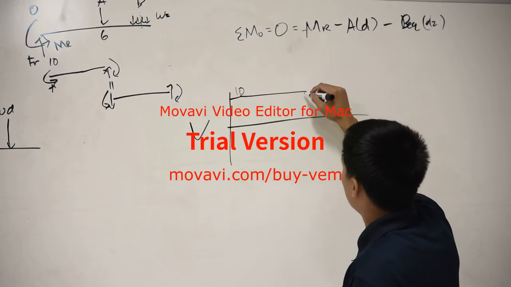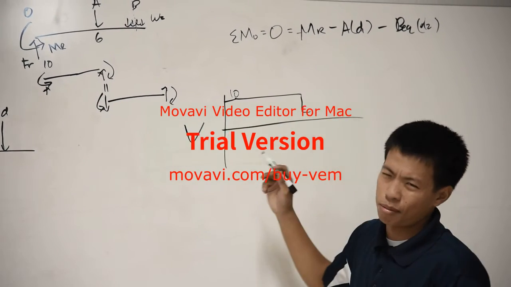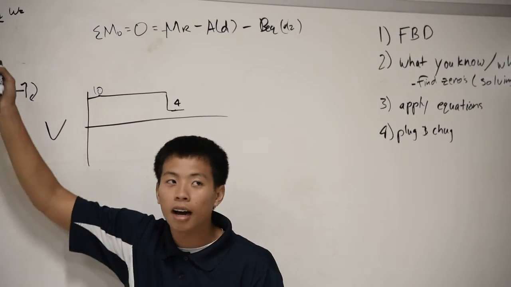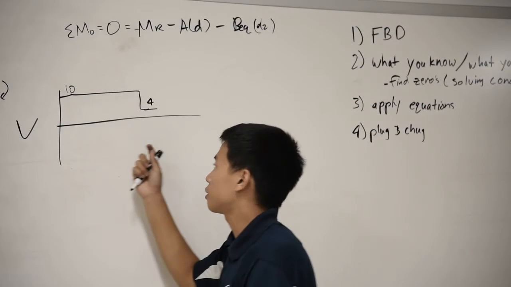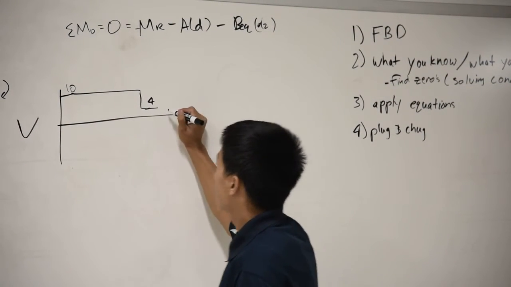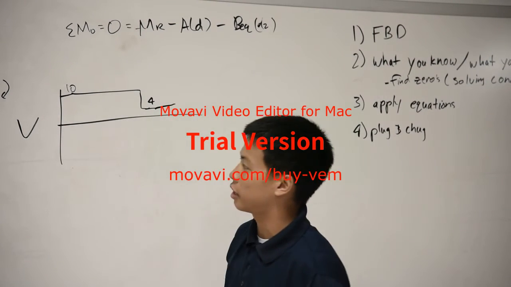Some people got that mistake. So this comes down to 4. Just because it's pointing down doesn't mean after that it has to be negative. It can still be positive, it's just less. And then another thing a lot of people messed up on.